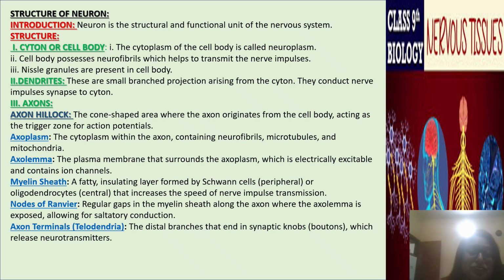Next, nodes of Ranvier. Regular gaps in the myelin sheath along the axon where the axolemma is exposed, allowing saltatory conduction. Next, axon terminal or telodendria, the distal branches that end in synaptic knobs or buttons which release neurotransmitters.